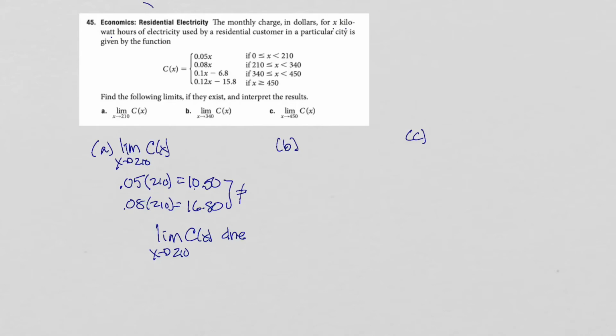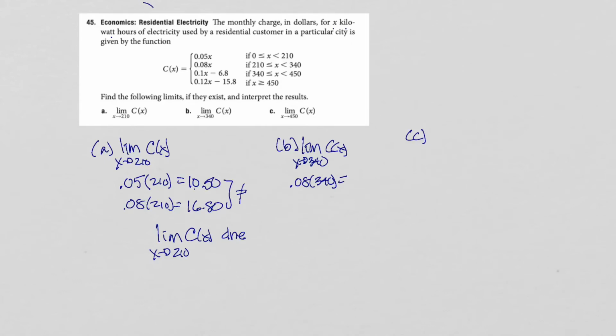We're going to come in from the left, we're going to come in from the right, and you will see, you can try this now, these are not going to exist just as part A doesn't exist. In part B, we want to know what is the limit as x approaches 340 of c of x. Well, as you come in from the left now, here's 340. We're just a little bit below 340, so we're using this function right here. So it's going to be 0.08 times, let's put in the 340. So we're going to get 0.08 times the 340.